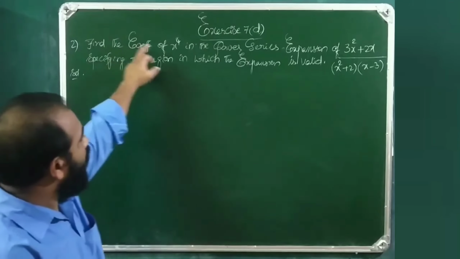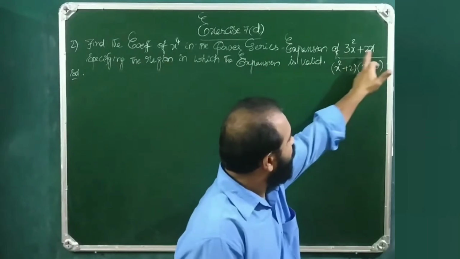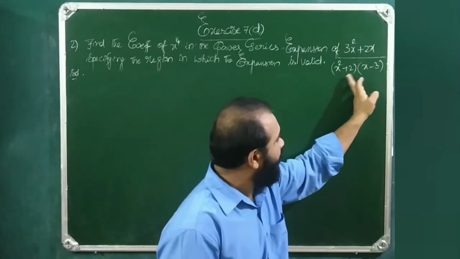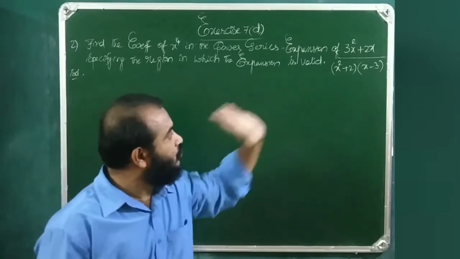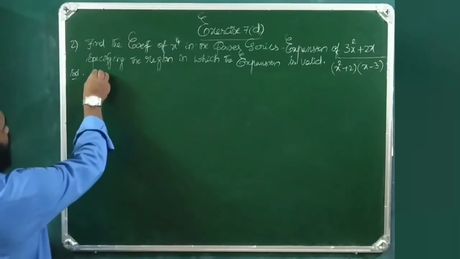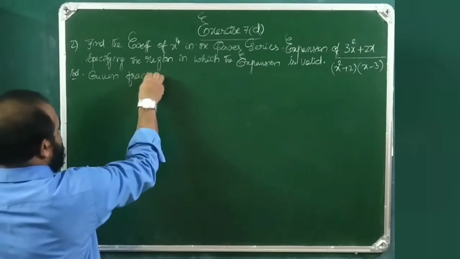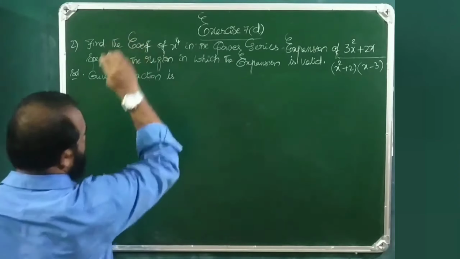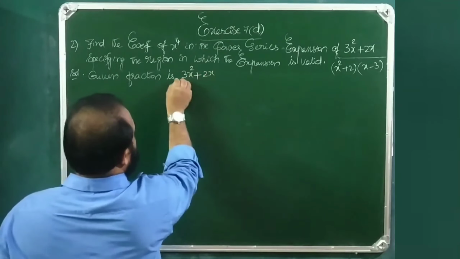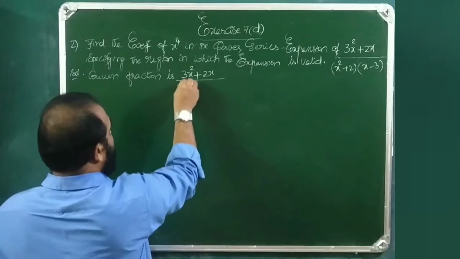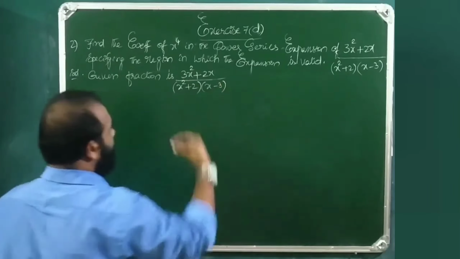Find the coefficient of x power 4 in the power series expansion of (3x square plus 2x) by (x square plus 2) into (x minus 3), specifying the reasoning in which the expansion is valid. So the given fraction is (3x square plus 2x) by (x square plus 2) into (x minus 3).